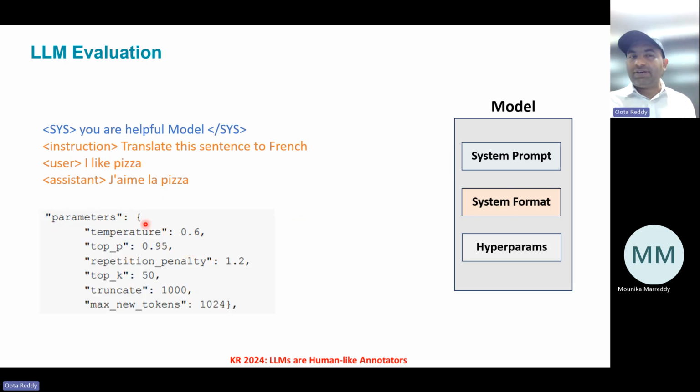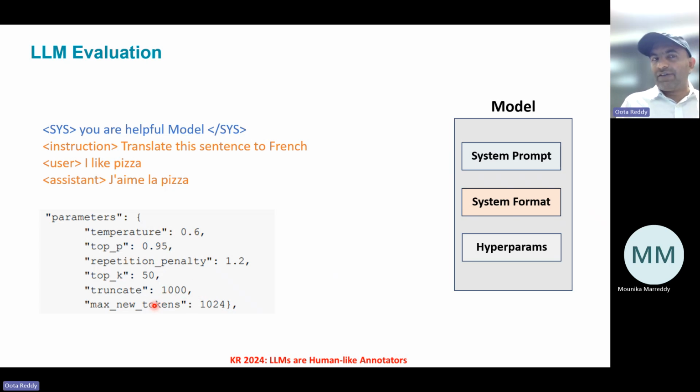And these are the parameters, like temperature: how consistently the model provides the correct output, or whether it provides different words. Then the repetition penalty, and the vocabulary, where it picks from the top 50 words. And after generating 1000 words, it will truncate the generation. So it is the max sequence length.